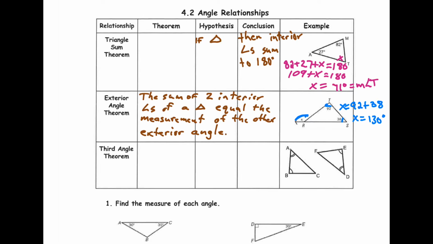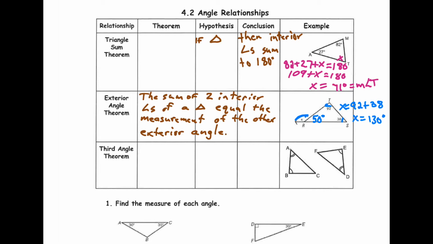Honestly, this is a good thing to know, but it's important to keep in mind that this just stems from triangle sum theorem and linear pair theorem. So let's talk real quick about this. If I know this is 92 and 38, then I can do triangle sum theorem and figure out that this is going to equal 130. I subtract that from 180, and I find out what r is. And I'm like, oh, okay, this is 50 degrees.